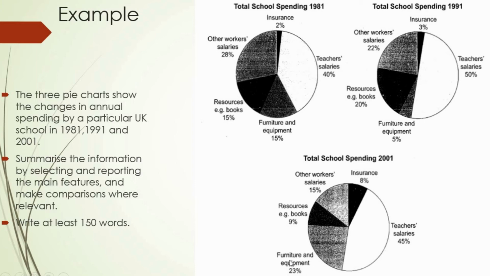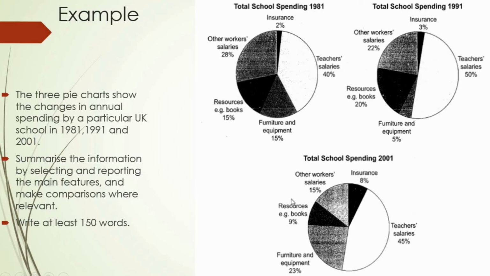Now I think you can see a little trend in which the salaries take the maximum percentage, more than something like 50% all the time. So salary is the major expenditure in a school.